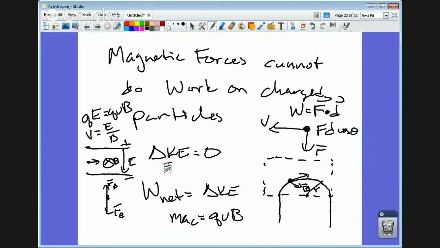As long as the E and the B are oriented correctly, a positive or a negative particle will go through undeflected, because for a negative particle, FB would be down and FE would be up. With the E field going down, a negative particle will experience a force going up.